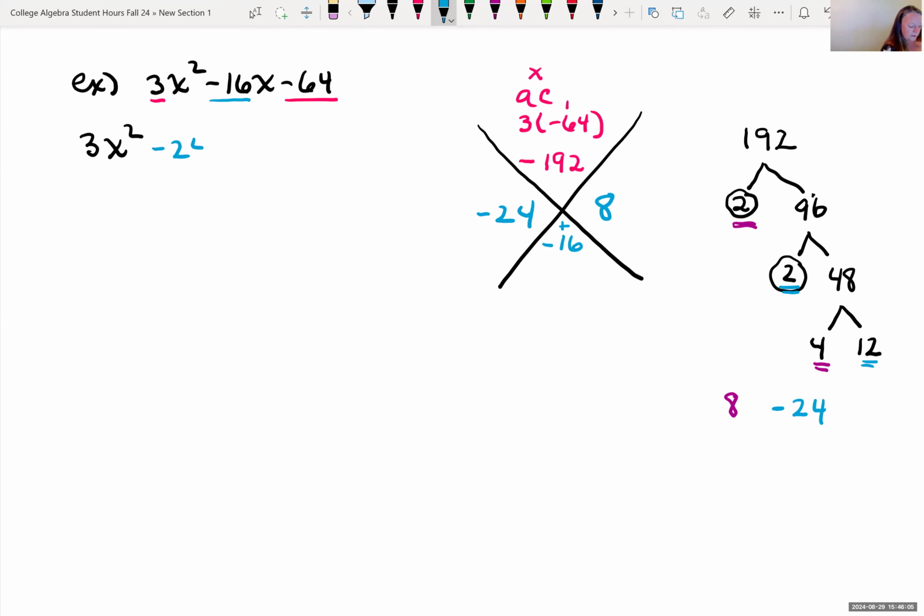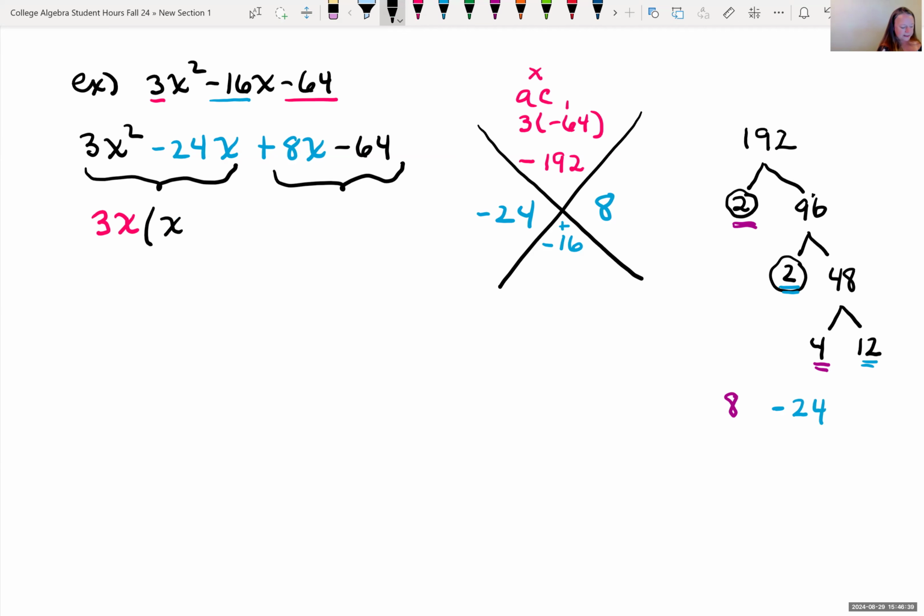I'm looking at 3x squared and negative 24x, and I'm looking at what they have in common. I notice they both have a 3 and they both have an x in common. So if I factor a 3 and an x out of 3x squared, I'd be left with a single x. I know 3 times negative 8 is negative 24, so it would be x minus 8. So I want x minus 8 in the parentheses over here. And looking at what the other two terms have in common, I notice they both have an 8 in common. If I put an 8 here and distribute, I would get back that 8x minus 64.